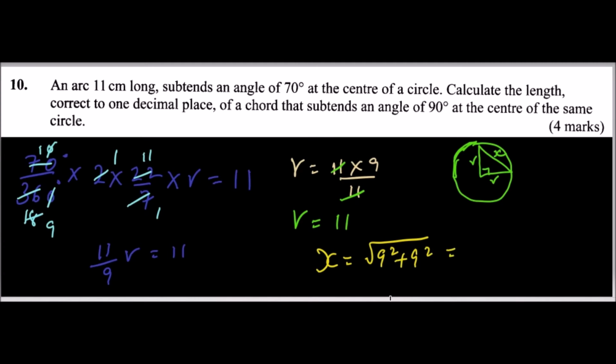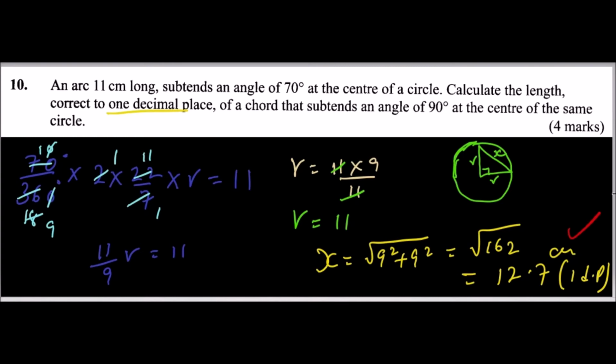This is equal to the square root of 162, which when you use your calculator, you get 12.7, and that is to 1 decimal place as instructed here. So you can write 1 decimal place. This is 12.7 centimeters. So that's how you work out that. So we can put here centimeters, no problem. So you get 4 marks for doing that.